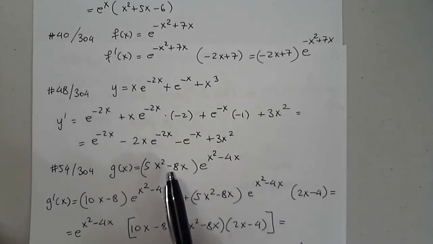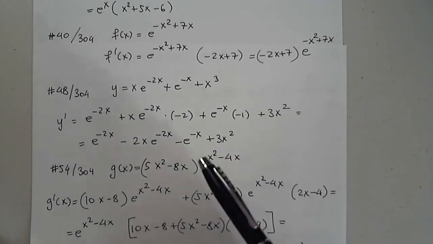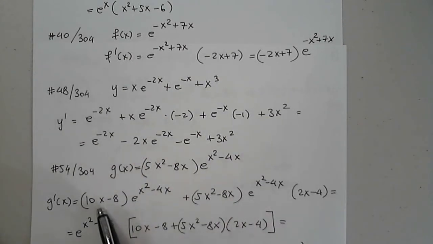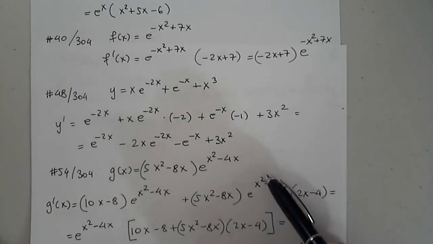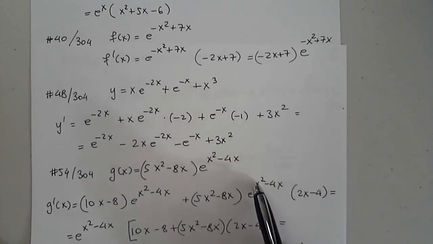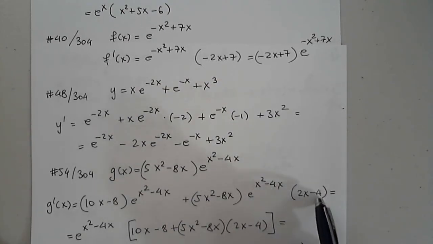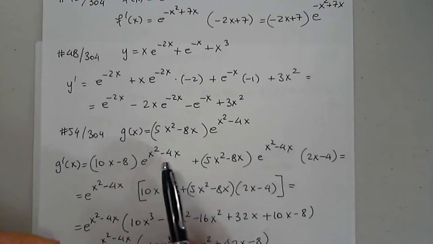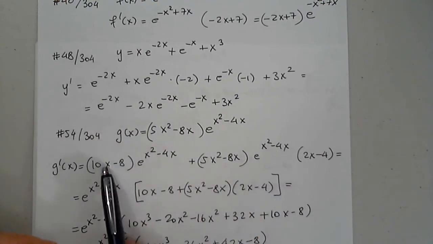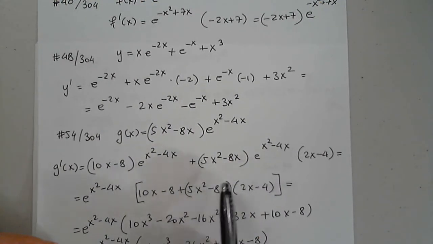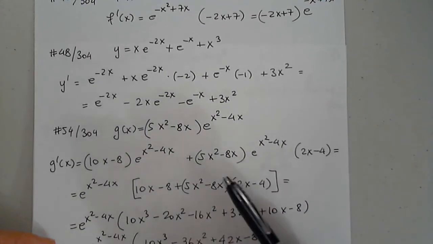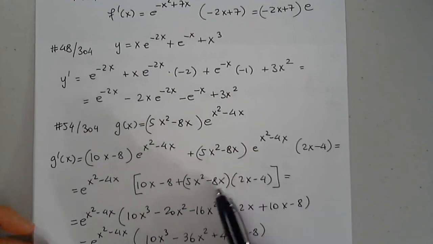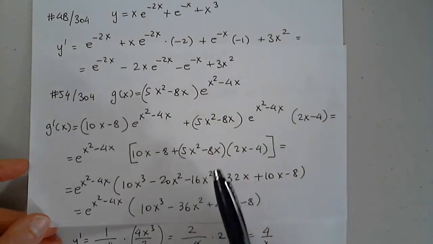Same situation here, a product of two functions. We differentiate the first one, 10x minus 8, times the second one, plus the first function times the second one prime, e to u, a function, times the function prime, the inner function prime, 2x minus 4. I factor out e to x squared minus 4x, and I have this plus this times this. So 10x minus 8, and here we have these two binomials to multiply.